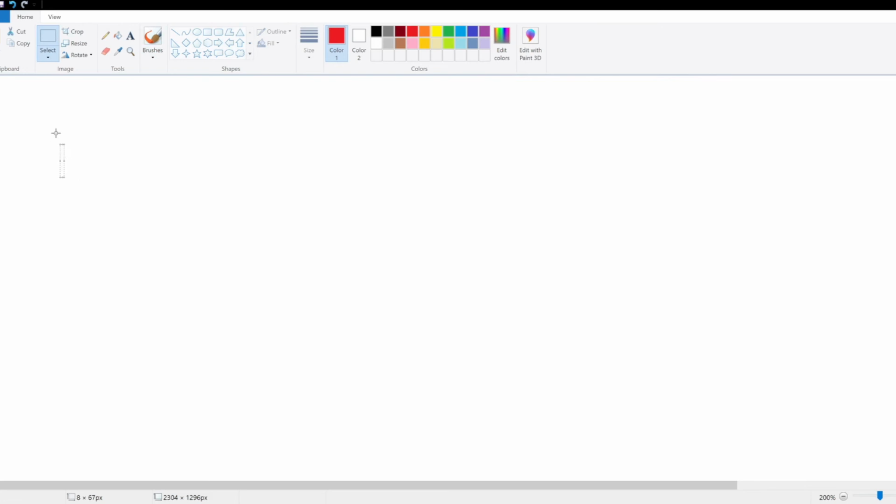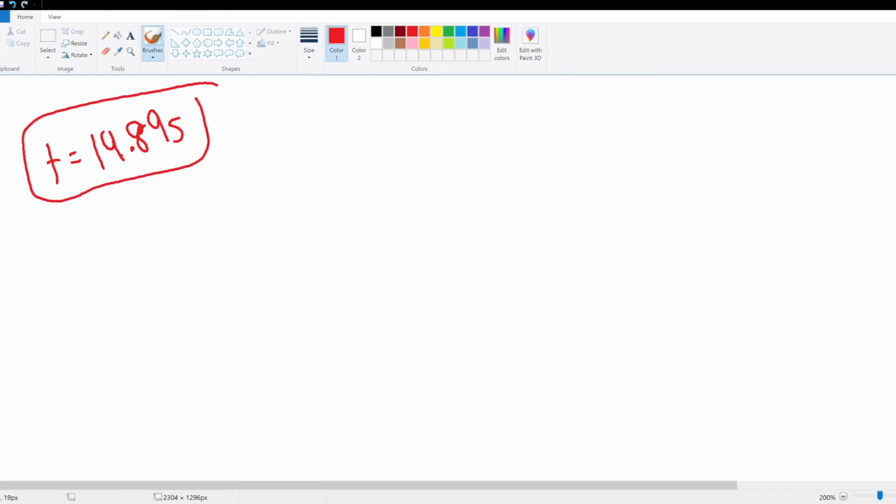t is equal to 14.89 seconds, okay? So now we're basically all set. All we have to do is plug in our t, and then we basically get the answer.